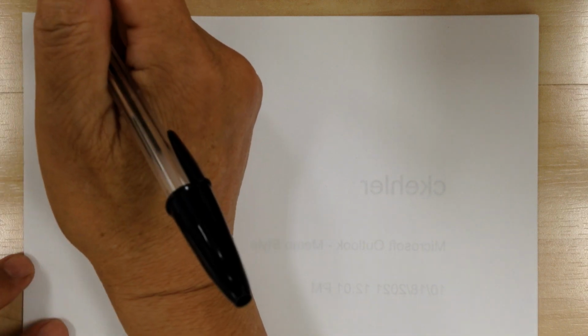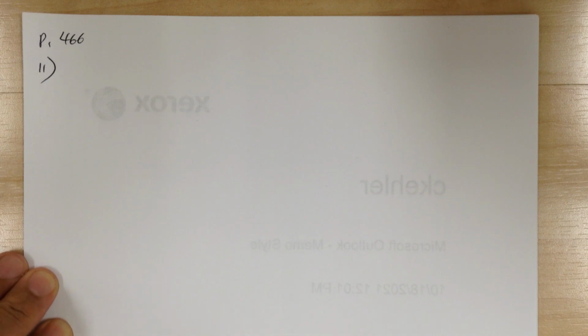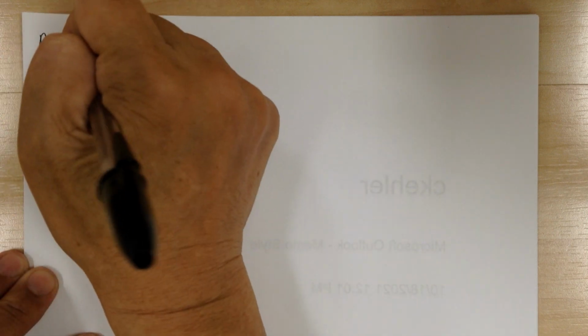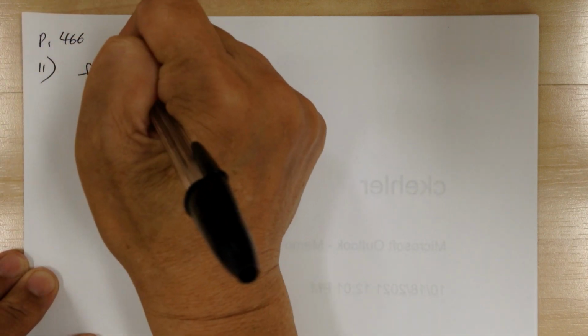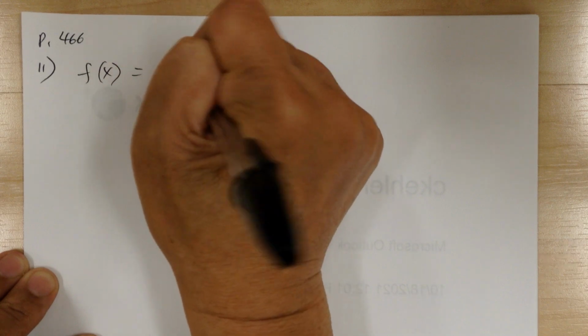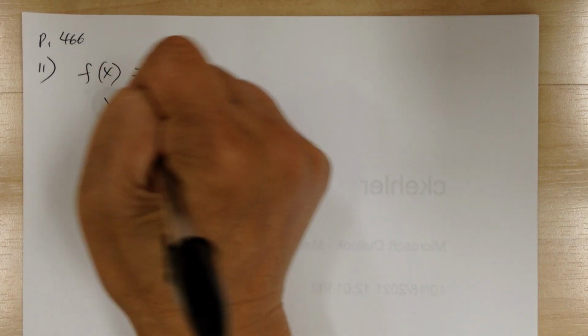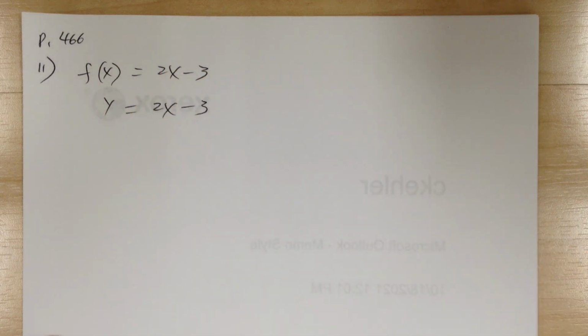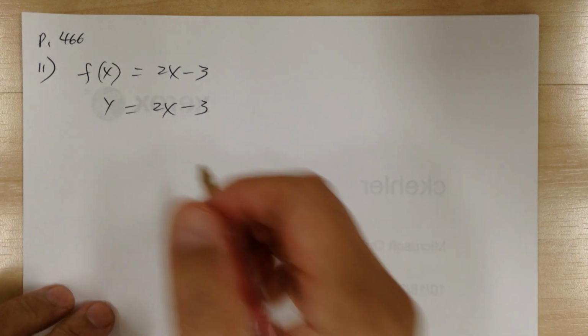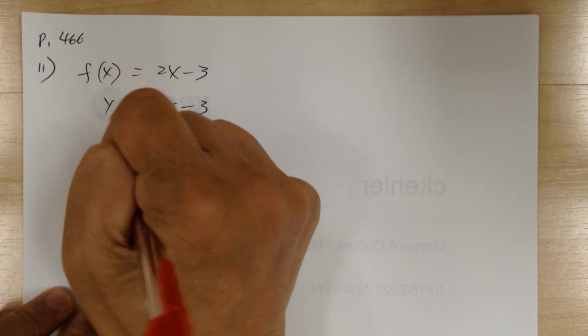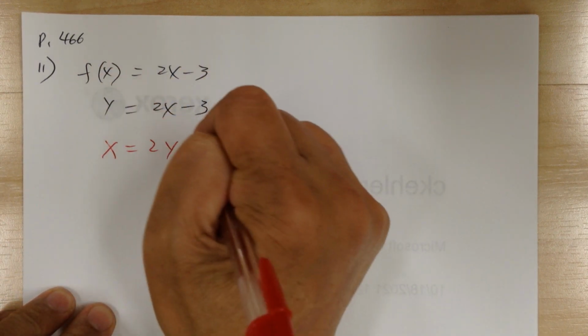Okay, number 11, you want to find the inverse and then graph. Graphing you can do on your own, so I'm just going to help you find the inverse function. So this is the original. To find the inverse function, first you change it into a y. Now to find the inverse, you need to switch x and y. So y becomes x, and x becomes y.